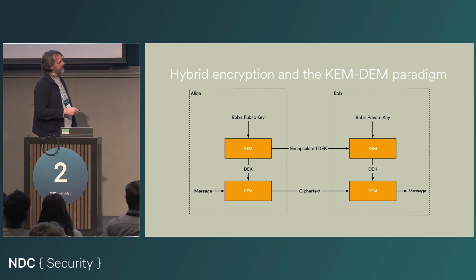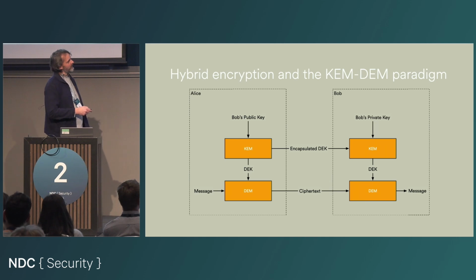Then she uses her DEM, which is a data encapsulation mechanism, but it's really something like AES, to encrypt the rest of the message, and then she sends the encapsulated key and the ciphertext. These are logically two arrows here, but they're typically one message. Bob can then call his KEM and say, decapsulate that key with my private key, and he'll get back the same data encryption key, which he can then use to decrypt the message.